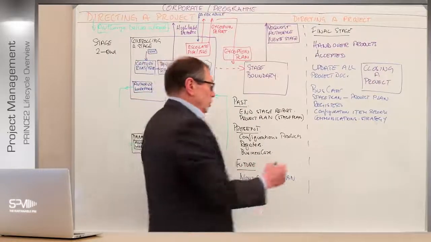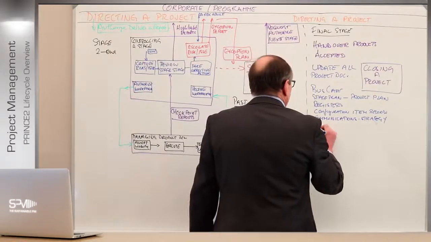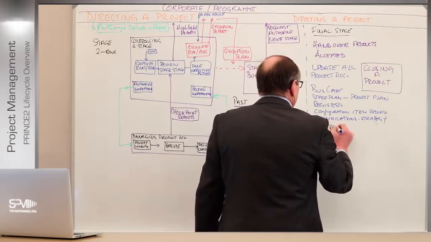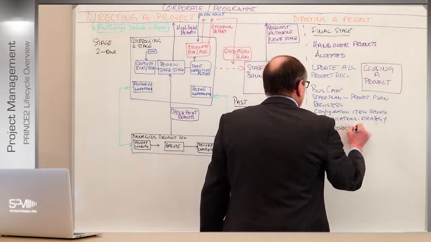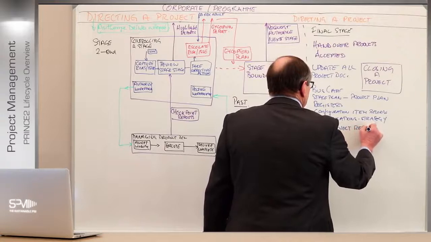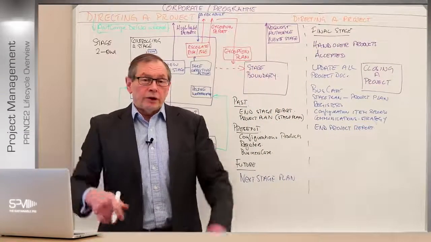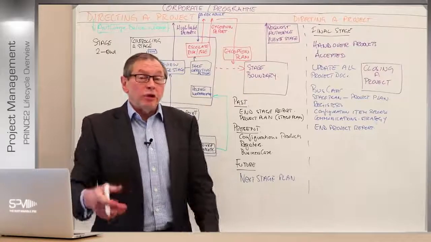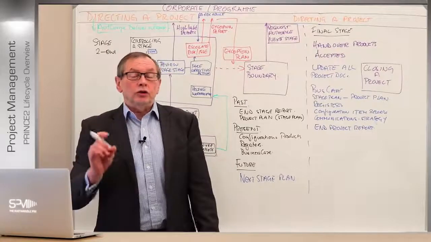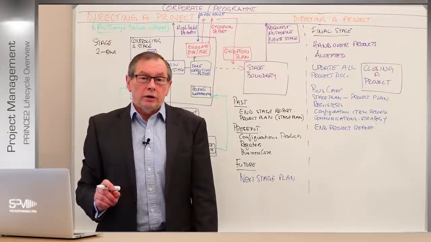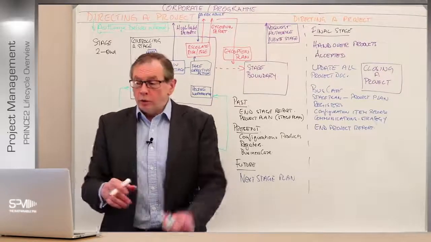Okay. And the other thing we need to do is to produce an end project report and advise the business that we've now closed. We're now ready to close. But the PM doesn't close the project. The board closes the project based on all that information. Okay. So we get to that point where that's what we're going to do.